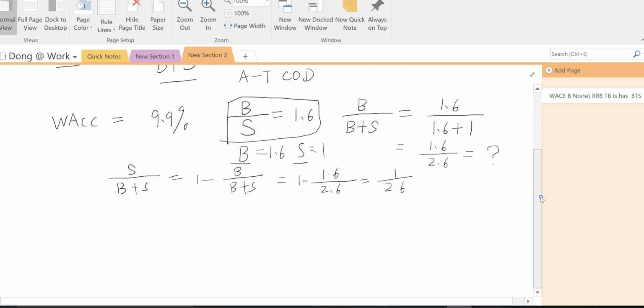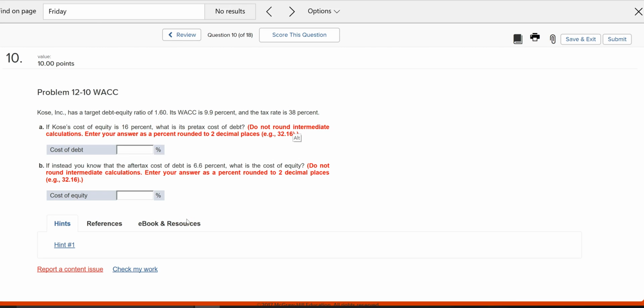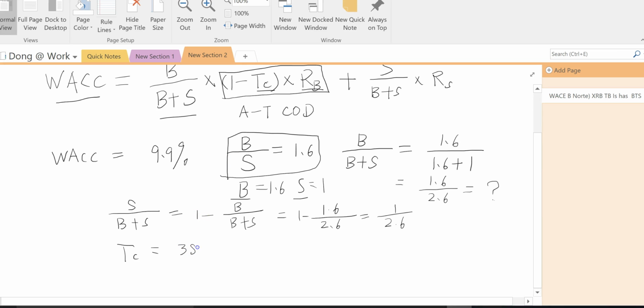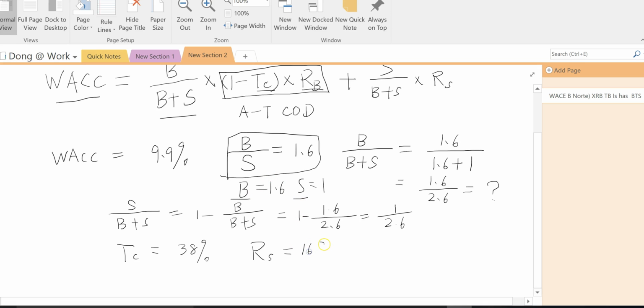So once I know B over B plus S and S over B plus S, and we were also provided the tax rate, TC, that's 38%. And I think we were also given the cost of equity. Cost of equity is 16%. Or you can write this as 0.16, and this as 0.38, and this as 0.099. So now let me plug in all these numbers.